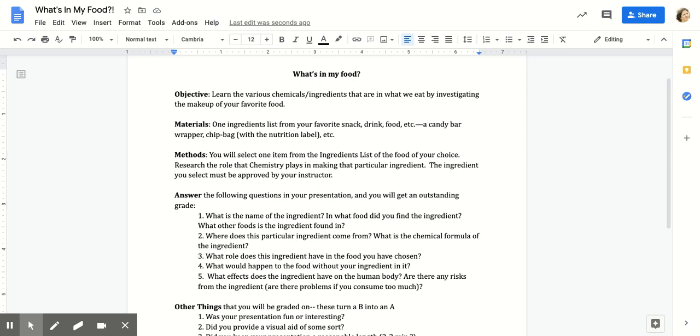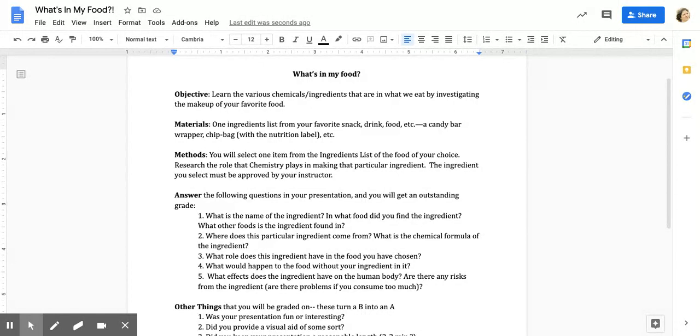What's in my food? This is an individual project. You're going to be looking at the chemicals or the ingredients that make up one of your favorite foods. So the first thing you need to do is pick a food item, a packaged food item that would actually have a nutritional label with the ingredients listed. So you're going to find your favorite packaged food item.